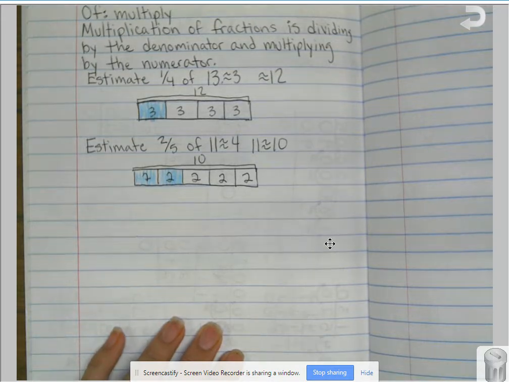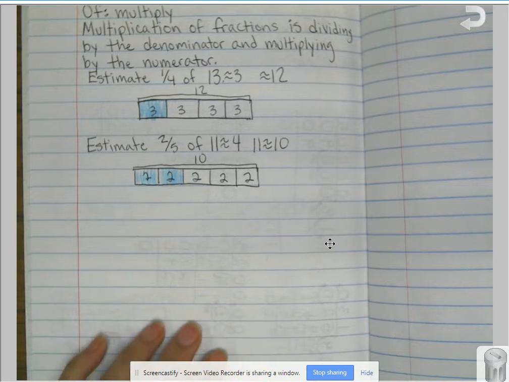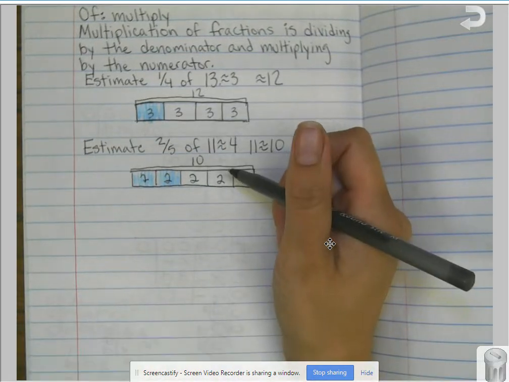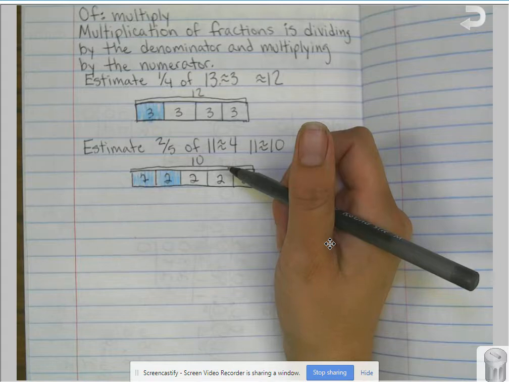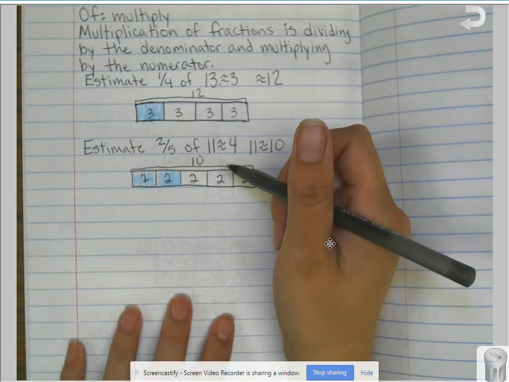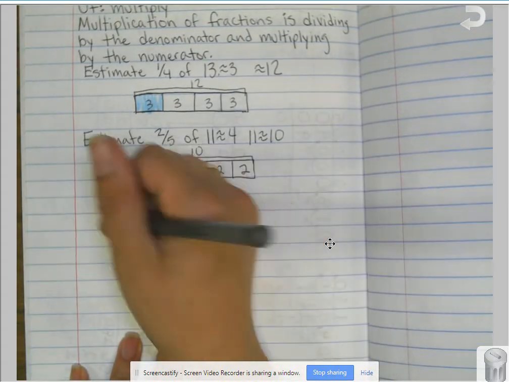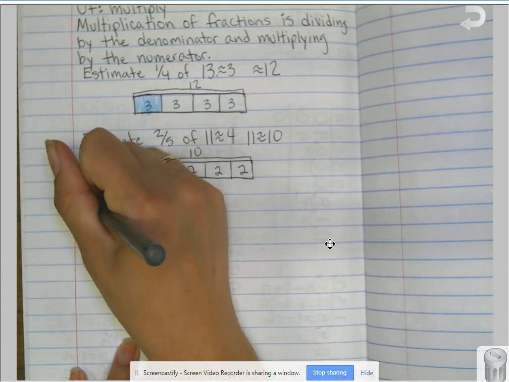Okay, the bar model is helpful to look at, but if you can just think in groups, we don't have to draw the bar model. We're going to do 2 more examples that I just want you to think about. Okay, skip a line. I want you to write estimate.